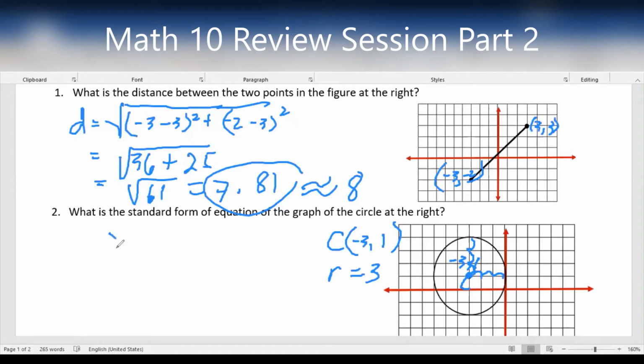x plus or minus. So take note, your x here is negative 3. When you put it in the equation, it will become positive. So x plus 3 quantity squared plus y, then 1 is positive, it will become negative. So y minus 1 quantity squared equals, the square of 3 becomes 9. So x plus 3 squared plus y minus 1 squared is equal to 9.